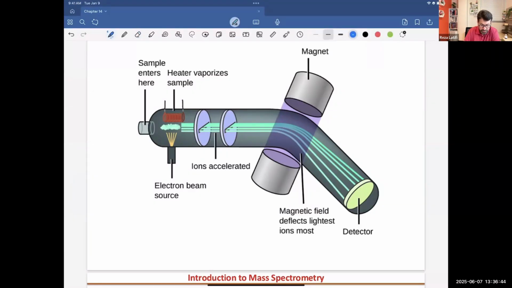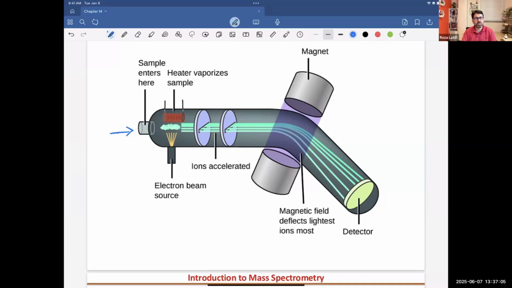So I'm going to inject the sample from here. Very soon it will turn to gas because we have a heater, and while it's turning to gas, we can bombard it with electrons. Now, when you bombard it with electrons, you might get a particle that has a positive charge. You took one electron from the system.